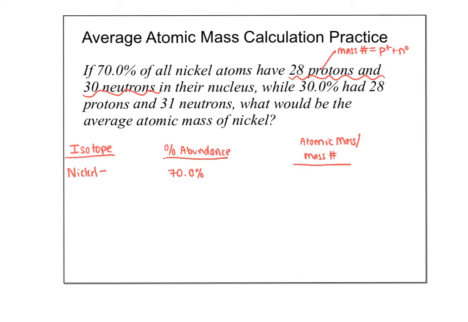Well, 28 plus 30 will give me this mass number, which is 58. So that's kind of rude of them. They're making me do more work before I even get to the actual problem. Okay, 30%, right? These should always add up to 100%.